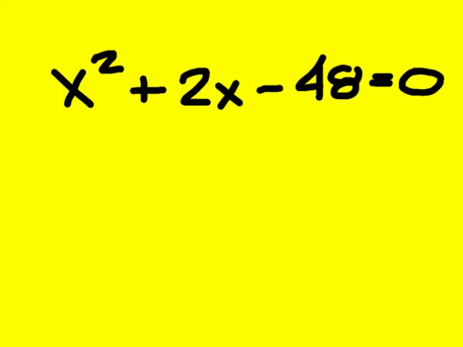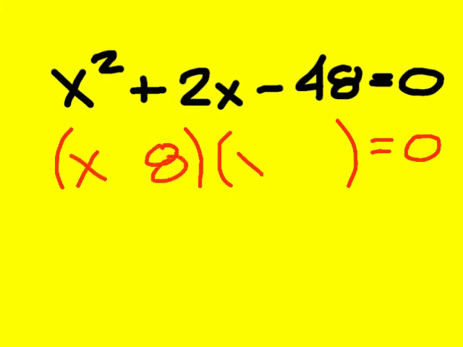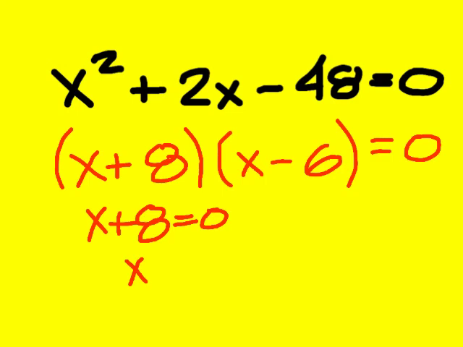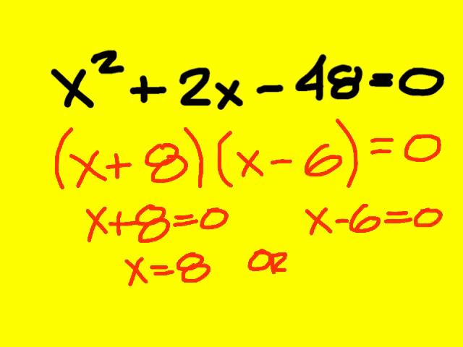And on this one, the factors must have a difference of 2. So what two numbers multiply to get 48, but yet they're only 2 apart? 8 and 6. So we'll have an 8 and a 6. Now, one has to be plus, one has to be minus to add to get a +2. Which one is minus? -6 and then +8. So x plus 8 equals 0 gives me x equals -8, and x minus 6 equals 0 gives me a +6.